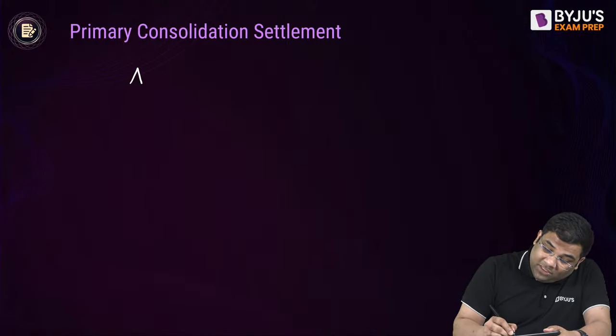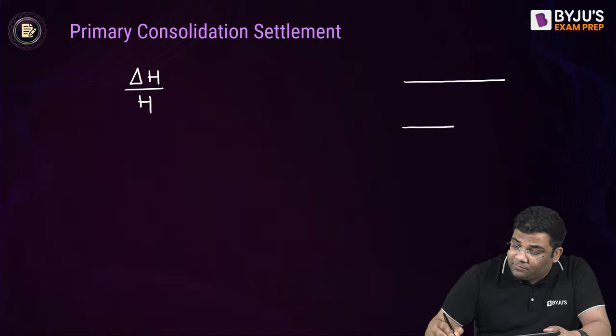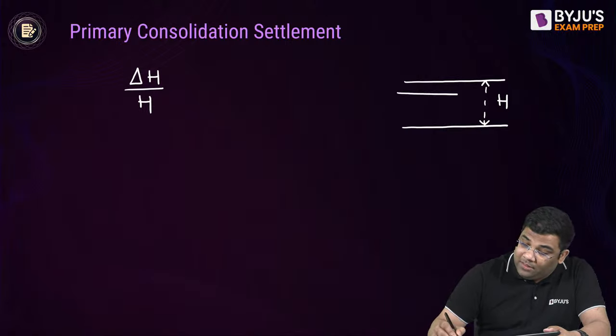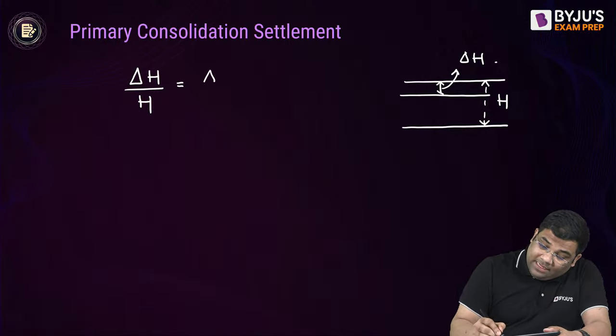Now what are the formulas related to primary consolidation settlement? Let us see. The first formula is delta H by H. What is this delta H by H? If we have a clay layer of thickness capital H, and due to consolidation there is a settlement of delta H, then this is the ratio delta H by H, and this is equal to delta E by 1 plus E naught.